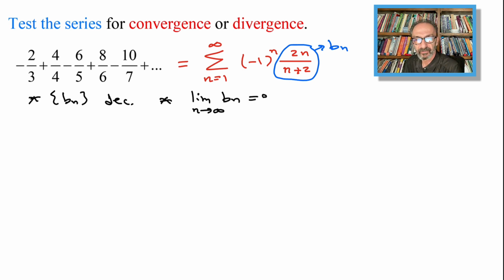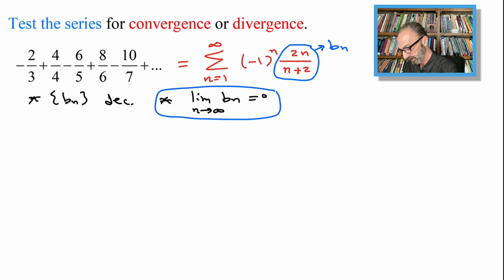Sometimes it takes longer to find if it's decreasing, so you might want to go after the second condition first. You're going to have to go in order. Both conditions have to be valid to use the alternating series test. So we're going to go after the second one for now. So let's go after this right here.